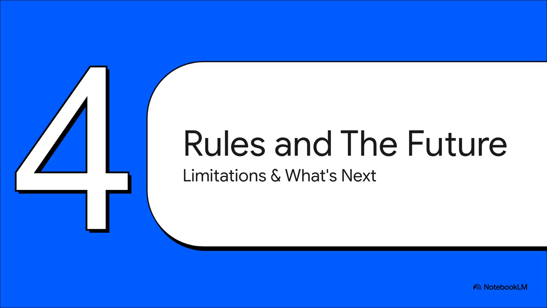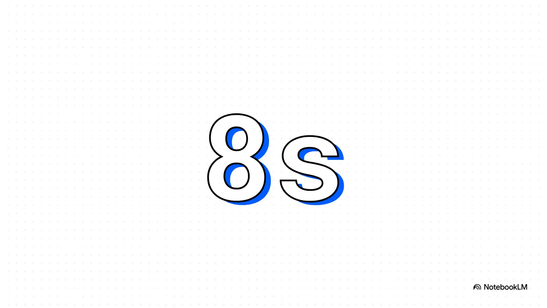As exciting as all this is, we do need to ground ourselves in a little bit of reality. So let's talk about the current limitations of the technology and then take a quick peek at what's just around the corner. First, I want you to remember this number, 8. 8 seconds. That's the typical maximum length for a single clip generated by Veo. So if you want to make a longer video, you have to create and stitch multiple clips together.